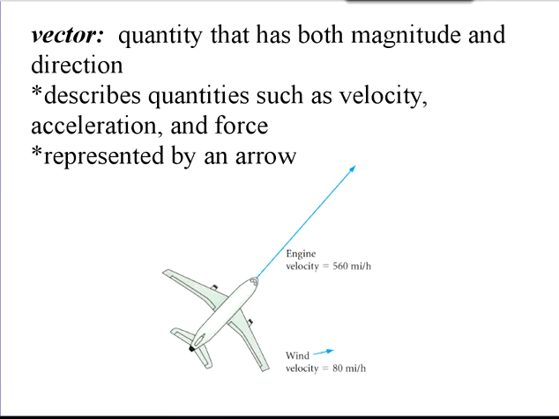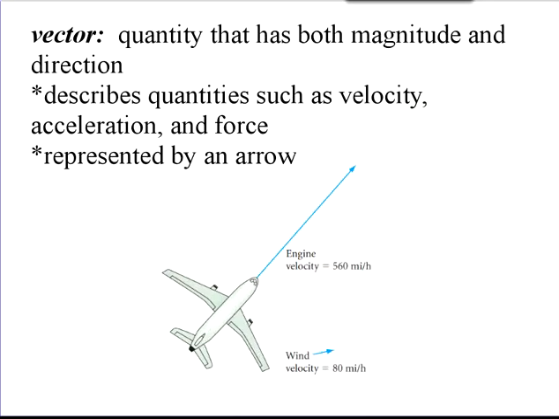So a quantity that has both magnitude and direction is known as a vector. A vector describes quantities such as velocity, acceleration, and force. You will see this a lot if you take physics. They'll talk about force vectors, acceleration vectors, and velocity vectors. When we get to calculus, we will do some work with acceleration and velocity problems as well. And we represent vectors by an arrow.